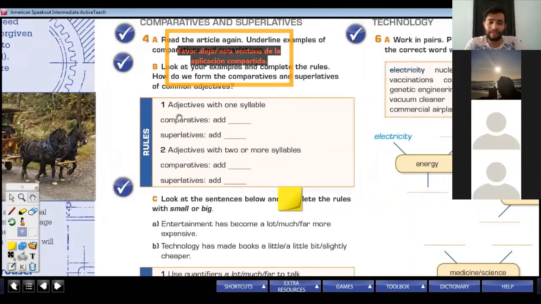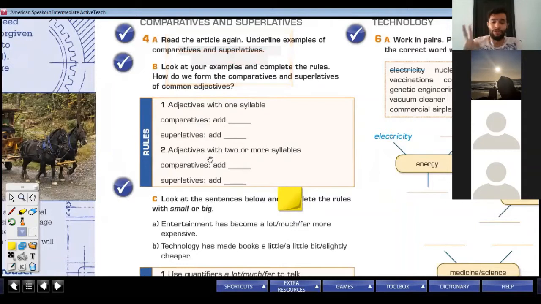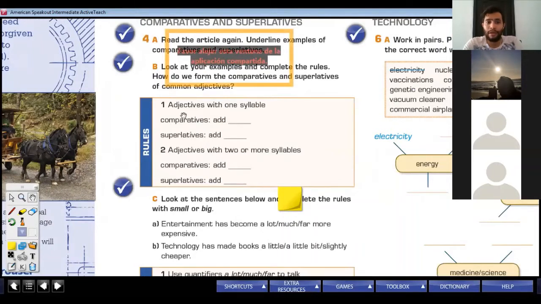So remember the basic idea: we have adjectives with one syllable and adjectives with two or more syllables, right? When we have comparative and superlative, for the adjective with one syllable in the comparative form, what do we add? Let's see if you remember. ER. We add ER, right? Do we add more? No, we can't add more because they have only one syllable.